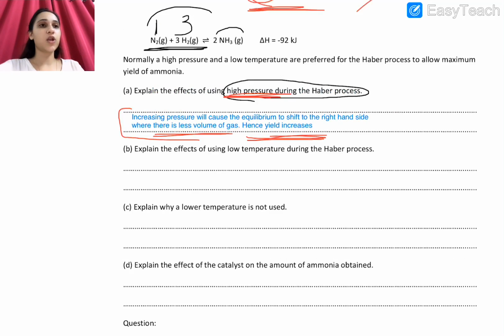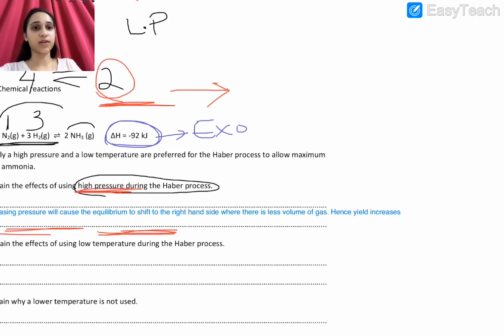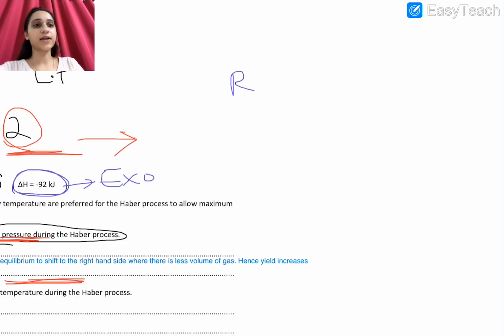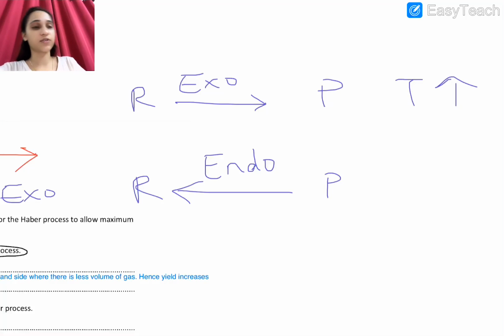Explain the effect of using low temperature. If we look at this reaction, you will see that delta H is negative, which means that it is exothermic. So reactant into product is exothermic, and during an exothermic reaction the temperature goes up. From product to reactants it's going to be the reverse: endothermic, and during an endothermic reaction the temperature is going to go down.